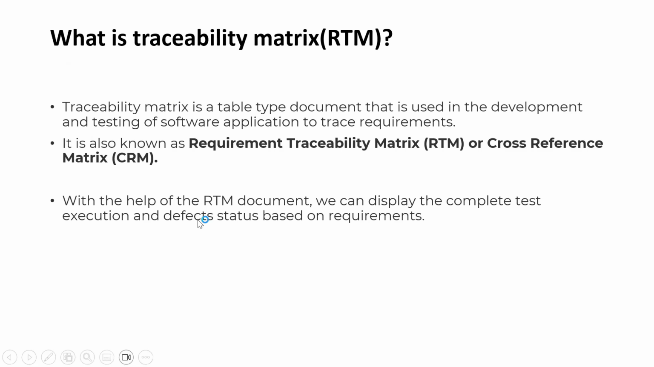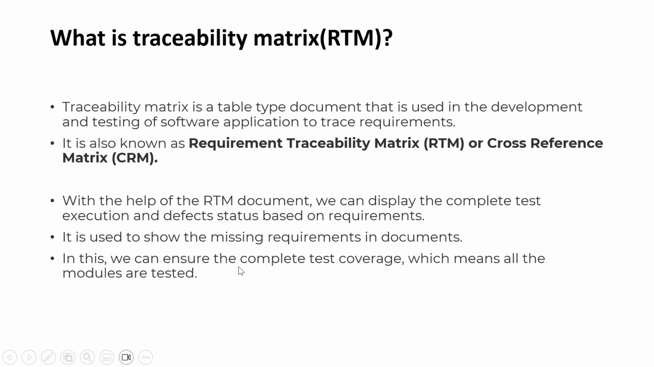With the help of the RTM document, RTM is requirement traceability matrix document, we can display the complete test execution and defect status based on requirement. It is used to show the missing requirements in documents. In this, we can ensure the complete test coverage, which means all the modules are tested. Like how we can ensure whether we are covering all the requirements or not. So, with the help of traceability matrix, we can ensure the coverage of the requirement. That is the reason traceability matrix has the most important role in testing.